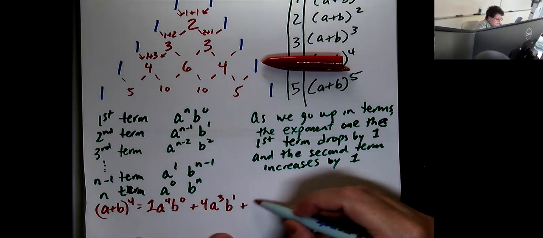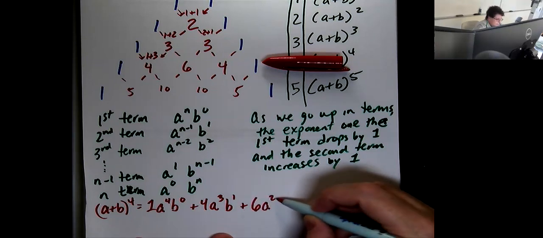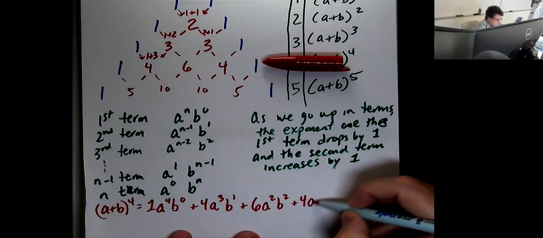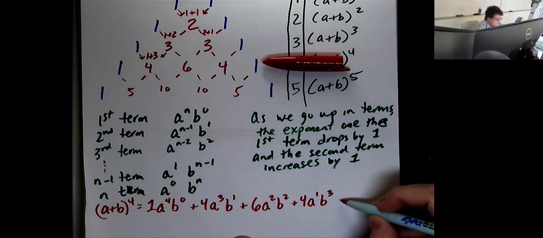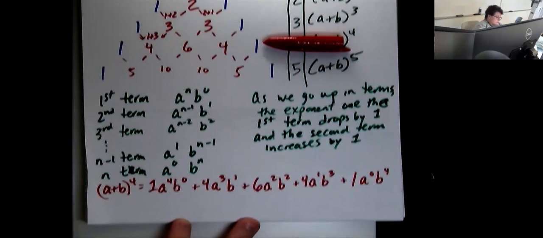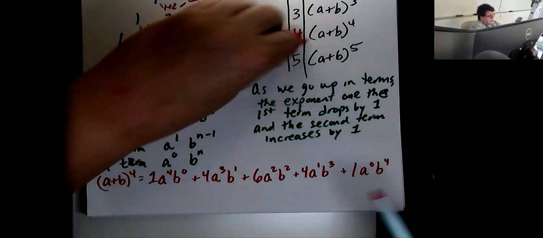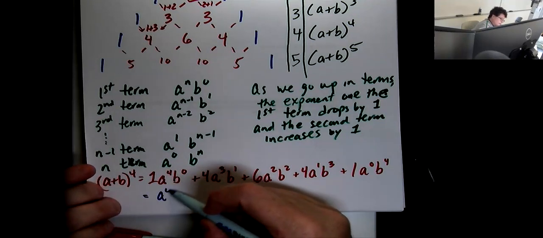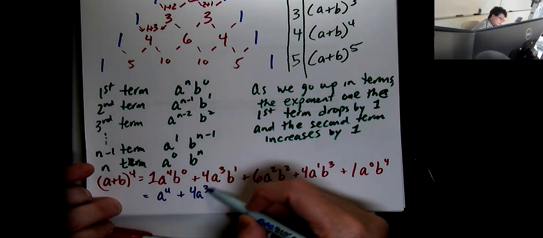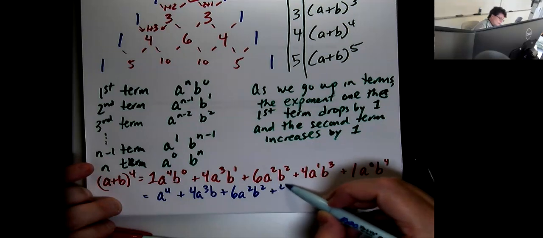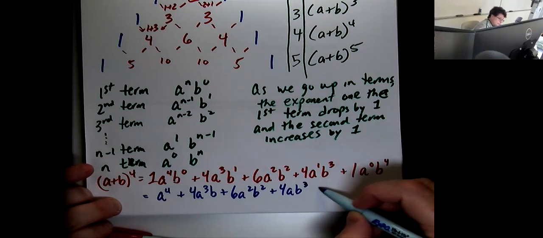And then we got a 6. The A goes down by 1, and the B goes up by 1. And then we'll do the 4. The A goes down by 1, the B goes up by 1. And finally, we're at the last term where A is to the 0 power, B is to the 4th power. And so we would end up with A to the 4th plus 4A cubed B plus 6A squared B squared plus 4AB cubed plus B to the 4th power.